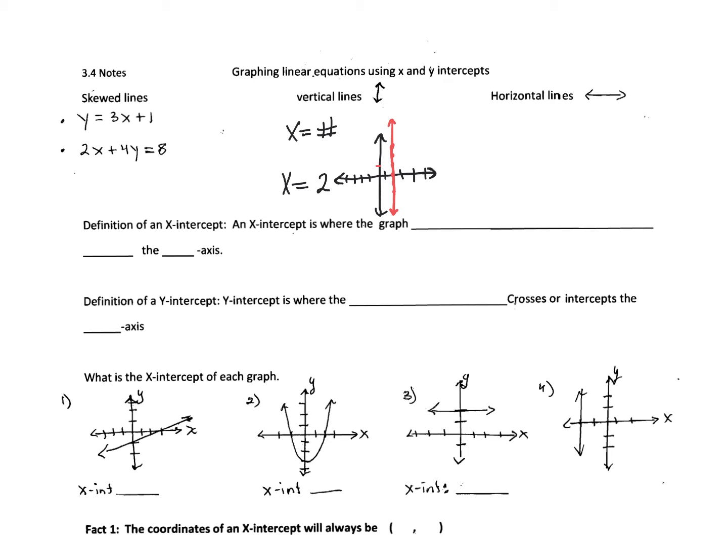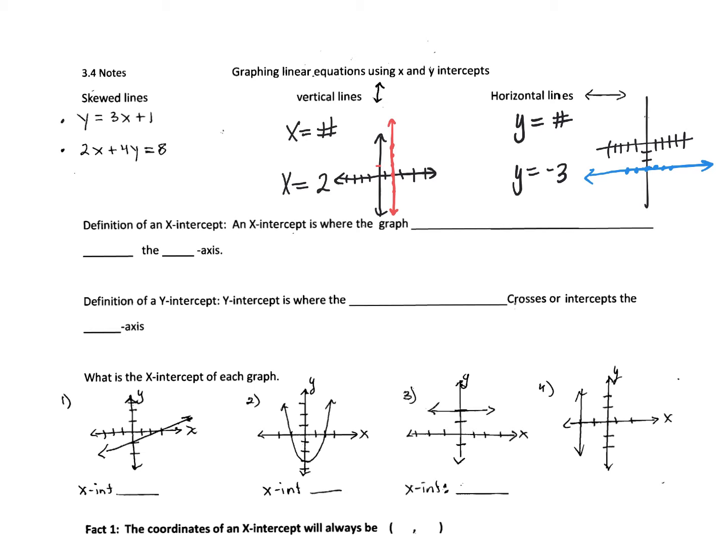Our horizontal lines, horizontal is left to right, are y equals a number. So if I have y equals -3, we have points like (0, -3), (1, -3), (2, -3), (3, -3), (-1, -3), (-2, -3). And all these points have a y value of -3, and they make a horizontal line.